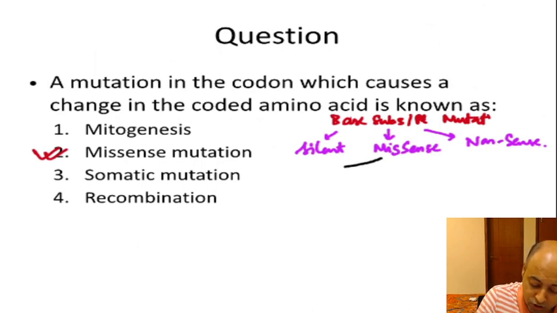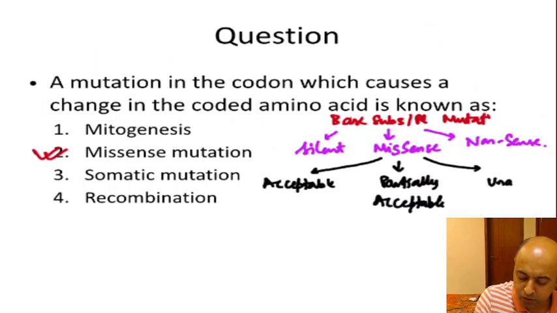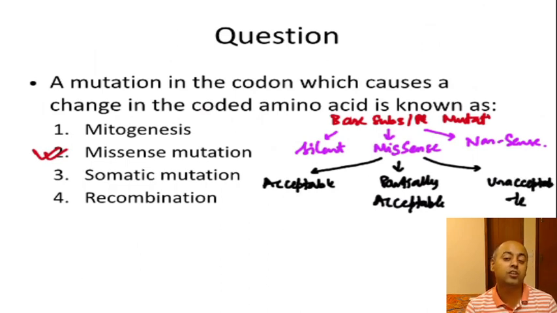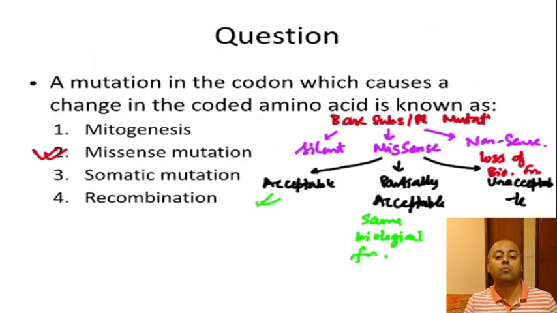Here, you should also note the change brought about by missense mutation may be acceptable, it may be partially acceptable, or it may be unacceptable. All this depends on the effect on the biological function. If there is no change in biological function and no change in physical chemical properties, we call it acceptable. If there is a change in physical chemical properties but no change in the biological function, we call it partially acceptable. And in unacceptable, there is a loss of biological function. We call it the unacceptable missense mutation.